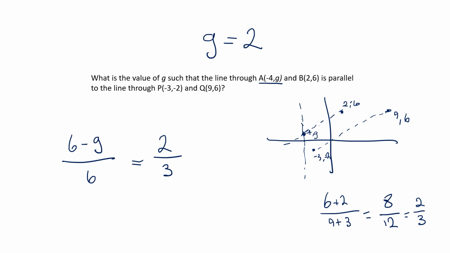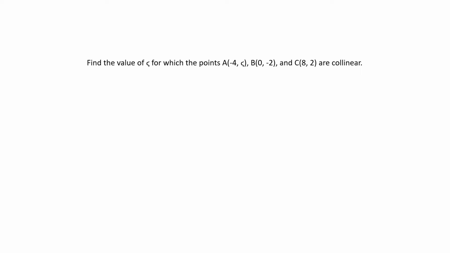Especially if you have answer choices and you see some that are really high up, you could be like, okay, even if you can't figure out the problem, you can eliminate B and D or whatever. That's why drawing the sketches helps. This is very similar to the other problem. Find the value of th for which the points negative 4, 0, negative 2, and 8, 2 are collinear.